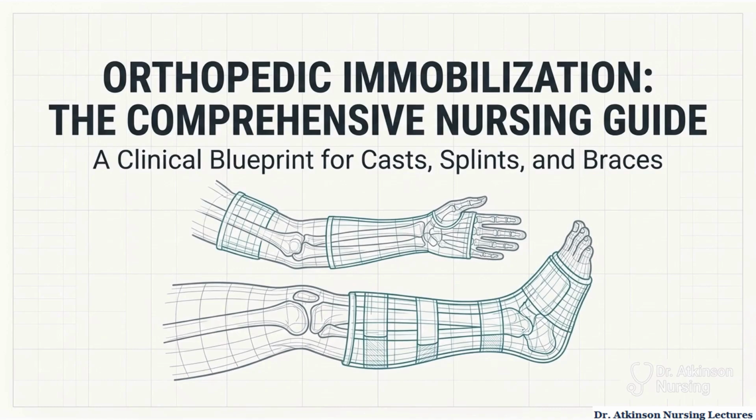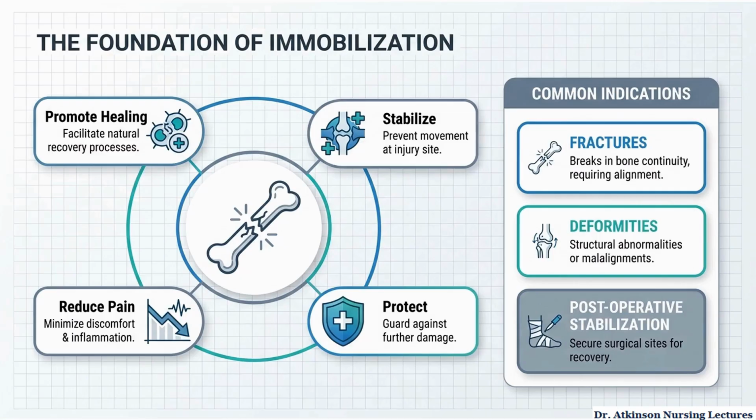Today we are going to talk about orthopedic immobilization: casts, splints, and braces. Immobilization has four core purposes: stabilize the injury, prevent additional damage, reduce pain, and maintain alignment for healing. It is used for fractures, deformities, and postoperative protection after orthopedic repair.